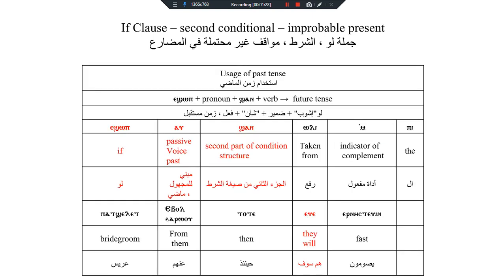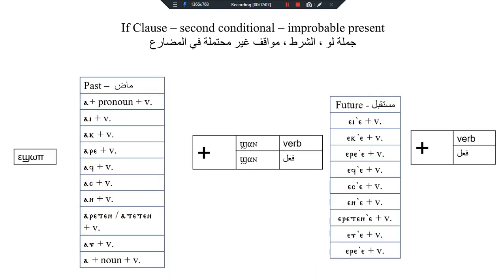We have here another example. We say shop afshan oli mb batchlet evol haro dot fa ernestivin. If it would be removed from them, the bridegroom, then they will fast. So we used here afshan, the passive voice in the past tense, and in the second part we used the future. So we can conclude that we can say shop plus a pronoun in the past tense plus shan plus verb, and in the second part we use the future.